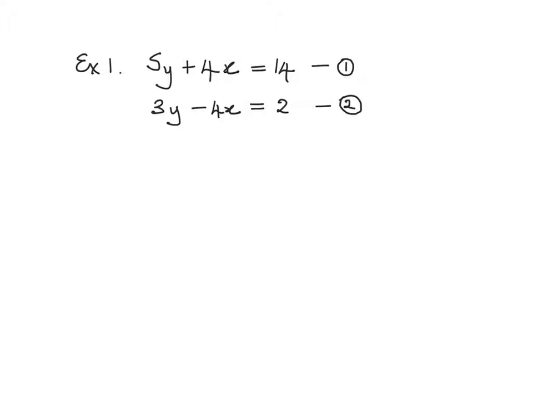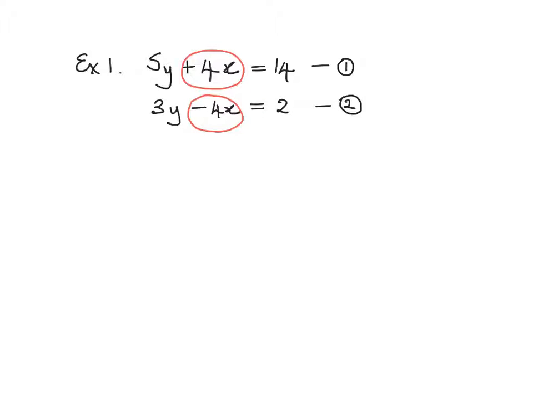So in this section what we're going to do is to solve the pair of equations, which is to say find the point which is common to both equations, but we're going to do so without drawing the lines, which can be a bit of a nuisance. Now this is an easy example to work with. You'll notice, I hope, that we have a plus 4x here and a minus 4x here.